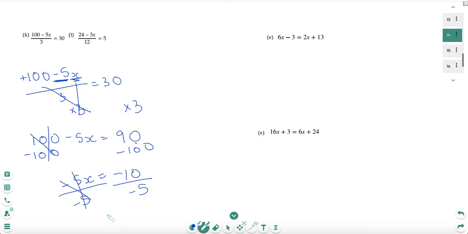Boom. So those cancel out. X is equal to minus 10 divided by minus 5, which is positive 2. And that's it.